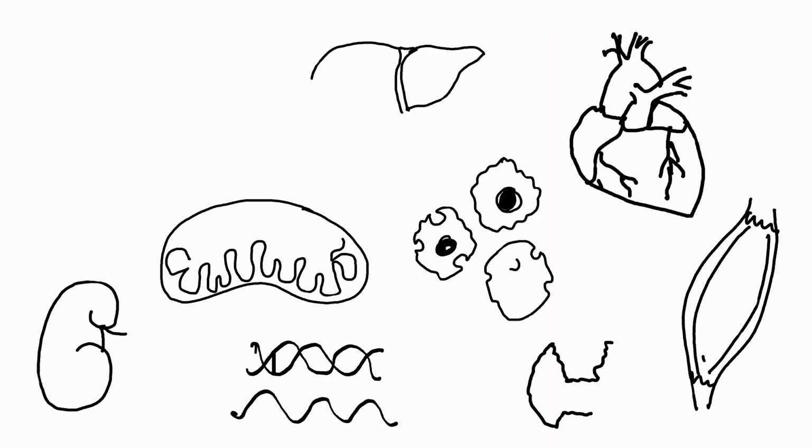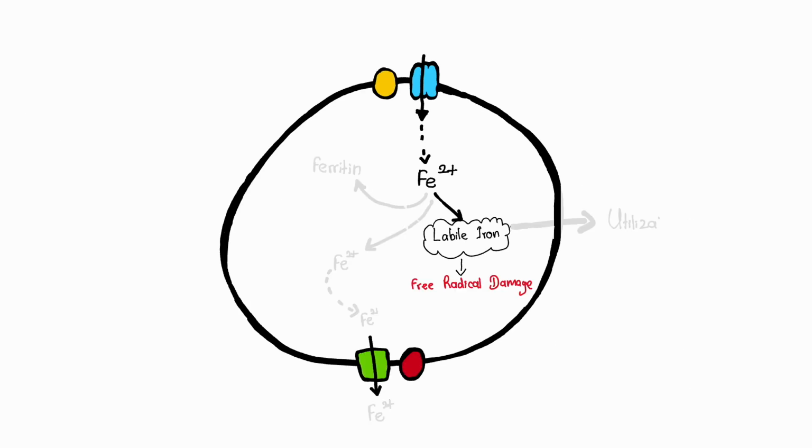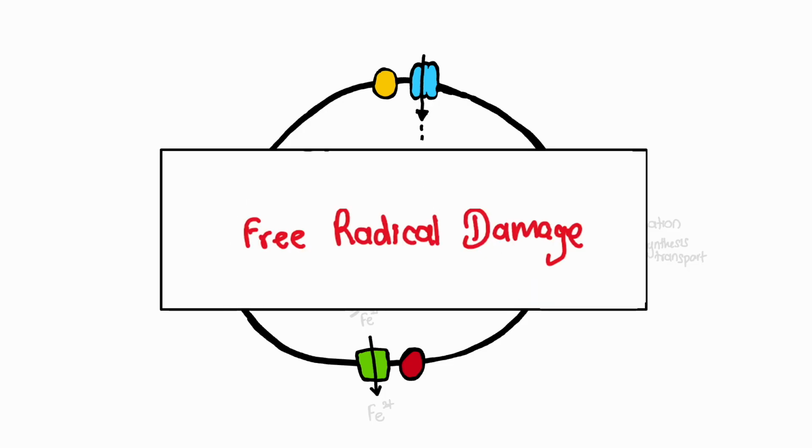Iron is essential for so many things in our body, especially oxygen transport, cellular respiration, DNA synthesis, and immune function. However, free iron can catalyze the formation of reactive oxygen species that can damage tissue. Therefore, iron homeostasis is extremely important.